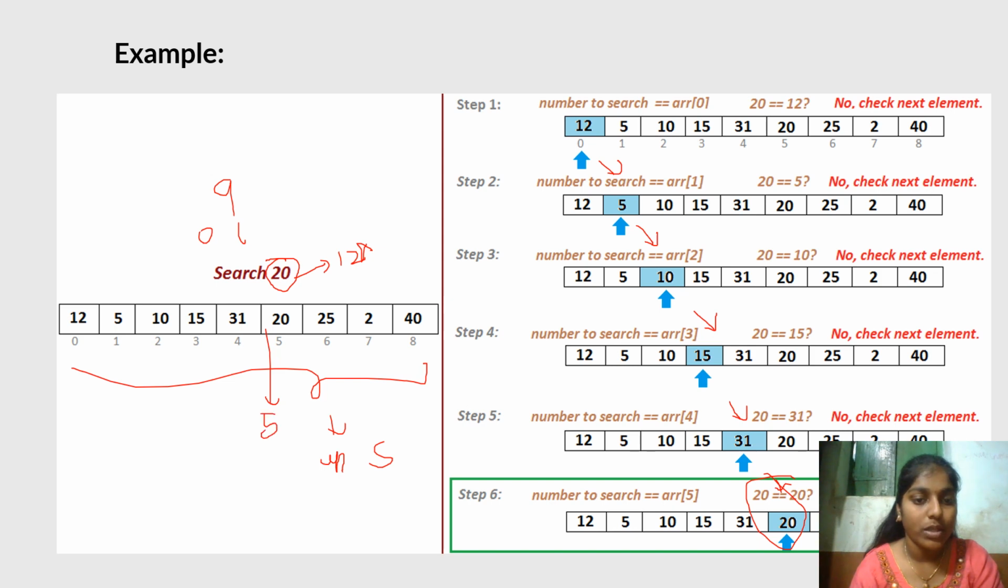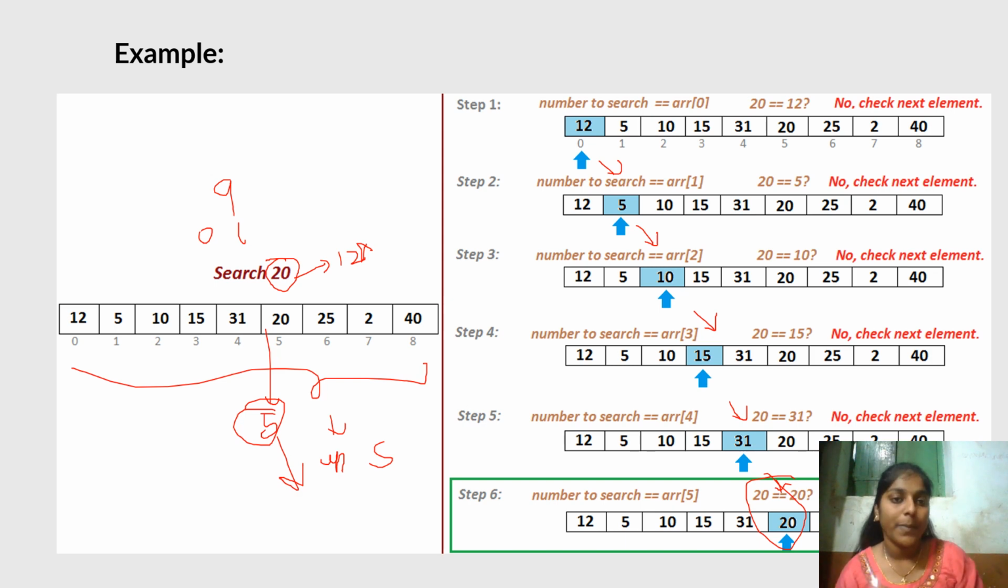They are going to also return the index value. So finally they're going to return the index value of that particular element, and also display an appropriate message like we found that particular element at a particular index. This is basically about the linear search.